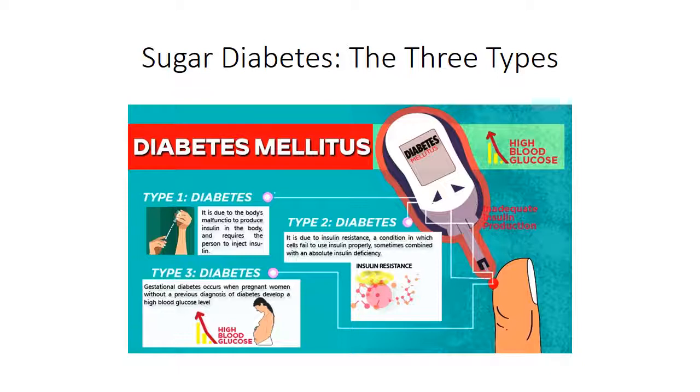Right? It says here in the insert, it is due to the body's malfunction to produce insulin, and it requires the person to inject insulin or somebody else to inject insulin. Then type 2 diabetes. It's when insulin is produced, sometimes even in large amounts, larger than necessary. But still, glucose remains high in the blood and low in cells because cells resist insulin.